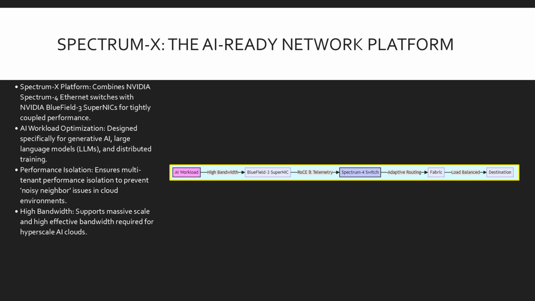Starting on the left, your AI workload generates massive data bursts. This traffic hits the BlueField-3 SuperNIC. Unlike a standard NIC, the SuperNIC coordinates with the Spectrum-4 switch. The switch doesn't just forward packets, it uses advanced telemetry to perform adaptive routing across the fabric. This ensures traffic is load balanced dynamically before reaching the destination, maximizing throughput.